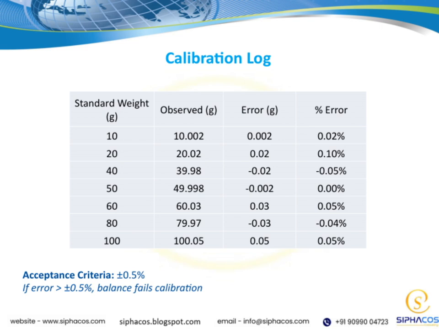The 80 gram weight shows a minus 0.03 gram error, or minus 0.04%, and the 100 gram weight has an observed value of 100.05 grams, with a 0.05 gram error, or 0.05%. All these measurements confirm that as long as the errors stay within plus or minus 0.5%, our balance is properly calibrated. If errors go beyond that, it indicates a calibration failure, and the balance needs to be recalibrated or checked. This log of calibration ensures accuracy and consistency in our measurements, which is essential for maintaining quality standards in our work.